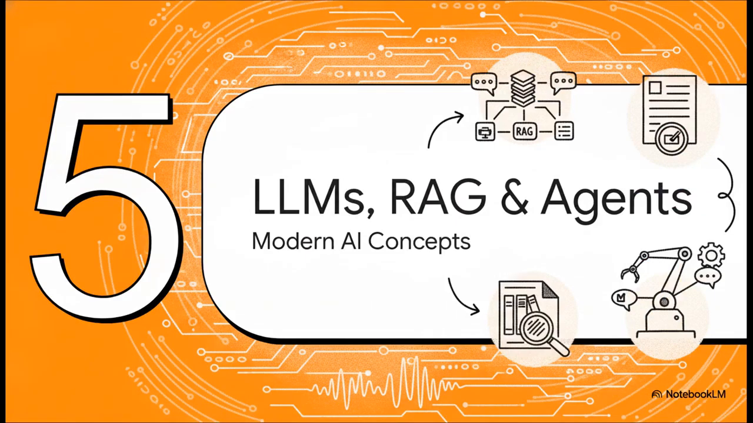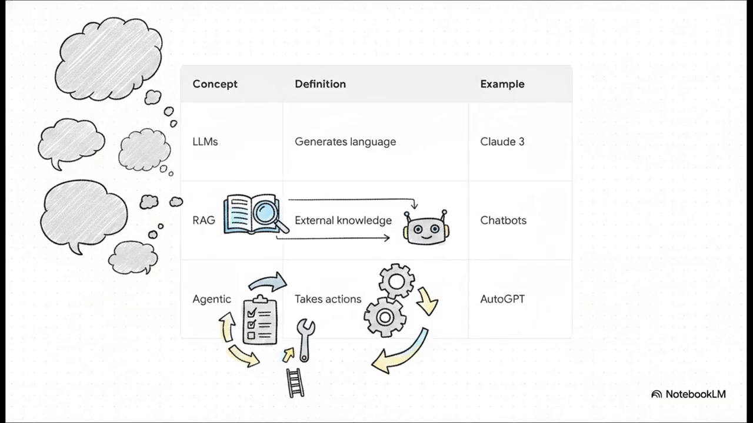Shifting to the bleeding edge of the AI hierarchy, we have Section 5, LLMs, RAG, and agents. And this brilliantly illustrates the specific modern concepts being built on this generative foundation. Let's quickly demystify the terms dominating the space right now. First up, LLMs, or large language models. These are a specific type of generative AI purely focused on understanding and generating language. Think your GPT-4s, Claude 3s, or Gemini.